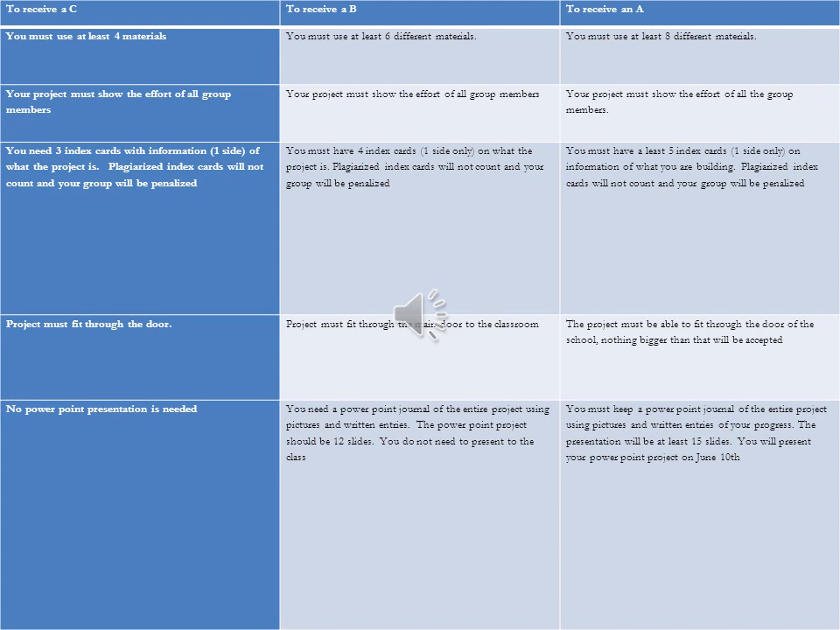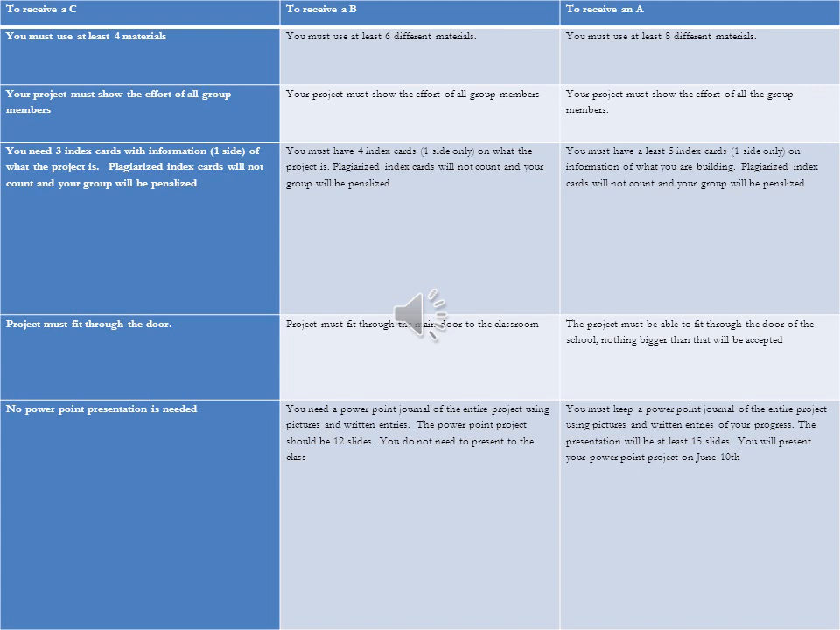Each student was provided a rubric. The rubric consisted of 5 categories. Each category had criteria that became more difficult if they wanted to receive a better grade. In the first category, students would be graded on how many types of materials were used to create the project. Students were required to have 4 types of materials to receive a C, 6 different types of materials for a B, and 8 various types of materials for an A.